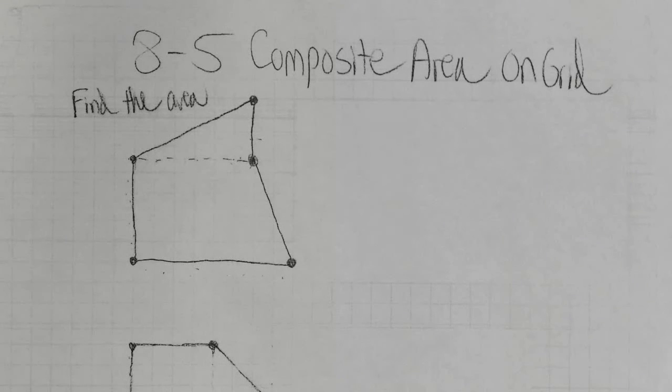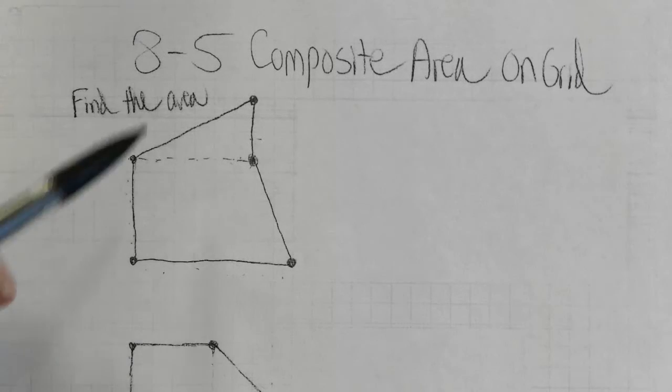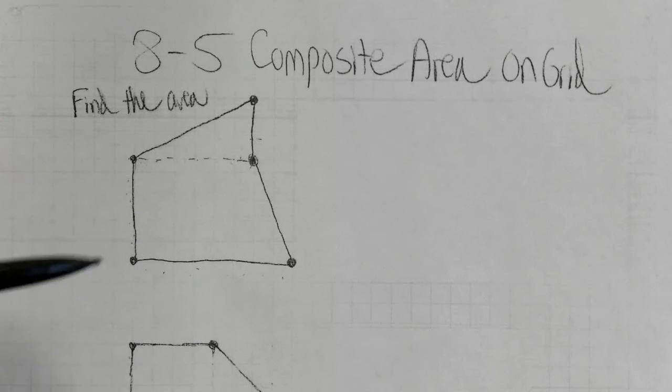Alright, in this section what we're looking at is 8-5. Topic here is composite area on grid. In the last section we did some composite area, but it was not on the grid like we have here. The strategies are the same as the last section: divide the figure up into two figures that you have formulas for.